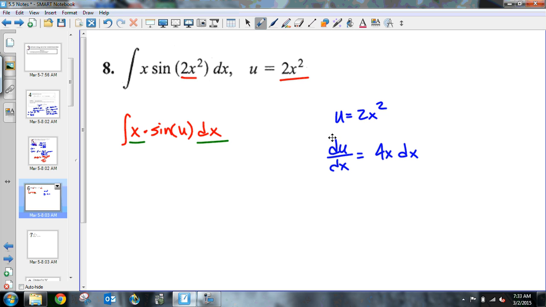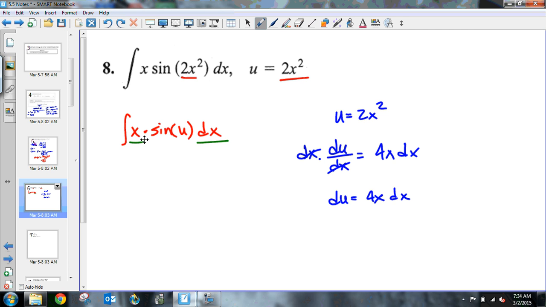Okay, no, hold on, not 4x dx, just 4x. Then what I want to do is multiply both sides by the differential x, and so this divides out and this divides out, and so I get that du is equal to 4x dx. Now that's pretty close to what I have here.